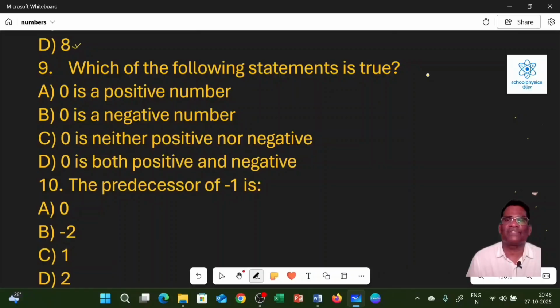Which of the following statements is true? 0 is a positive number, 0 is a negative number, 0 is neither positive nor negative. We have discussed positive numbers, negative numbers and 0. 0 is neither positive nor negative. So the right answer is C.